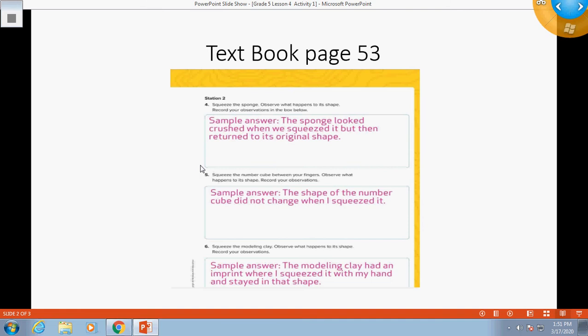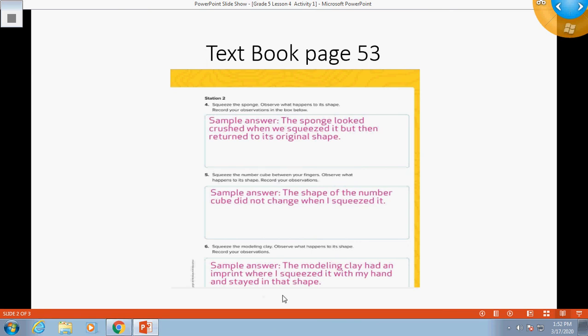Next page, page 53, station 2, where it says squeeze the sponge, observe what happened to its shape, and record your observation in the box below. The model answer will be: the sponge looked crushed when we squeezed it, but then returned to its original shape. Question 5, squeeze the number cube between your fingers, observe what happened to its shape, and record your observation. The model answer will be: the shape of the number cube did not change when I squeezed it.